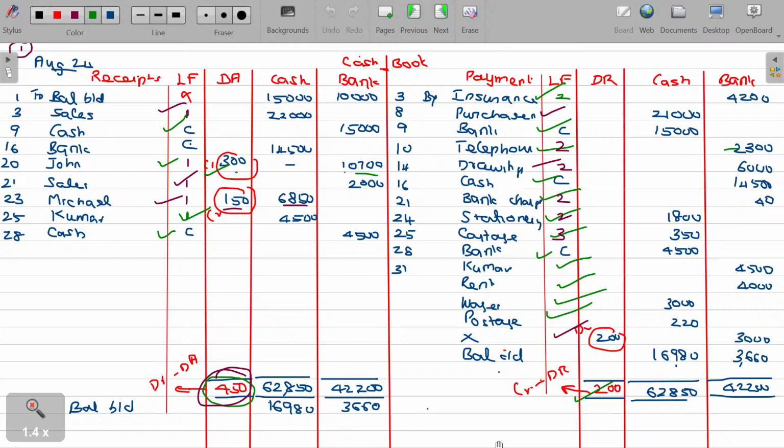In subsequent illustrations, number 8 is all about petty cash, and the 9th one is a comprehensive illustration. In the comprehensive illustration, I will guide you on how the complete trial balance is prepared under the practical system. Right? That's all for today.